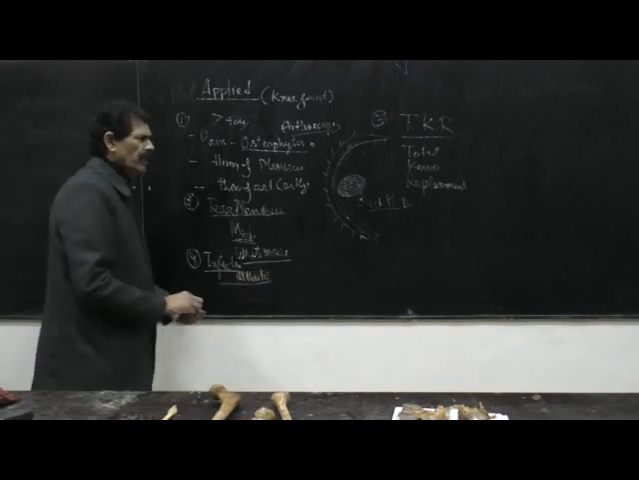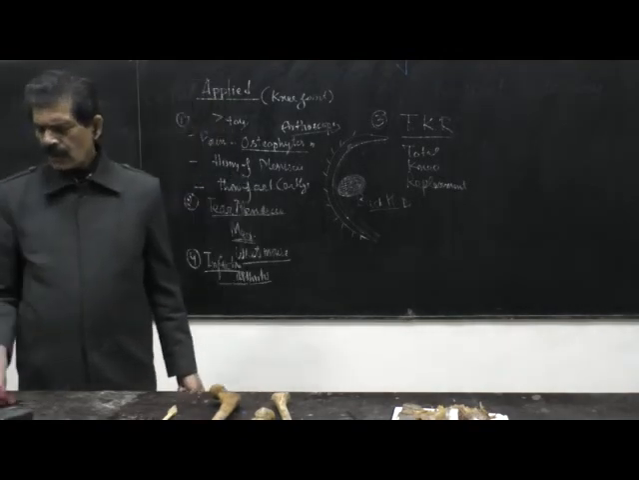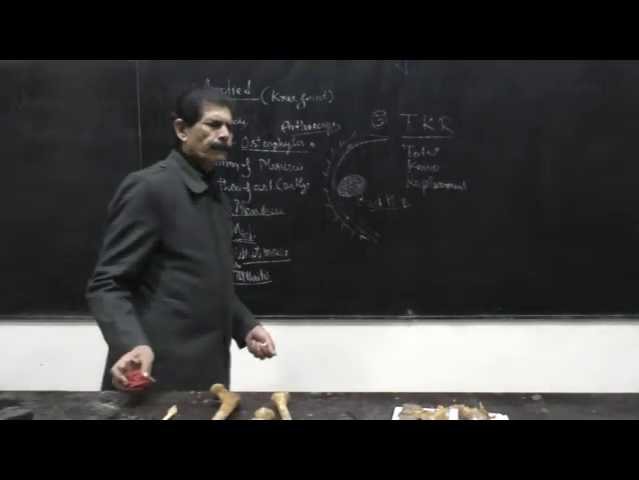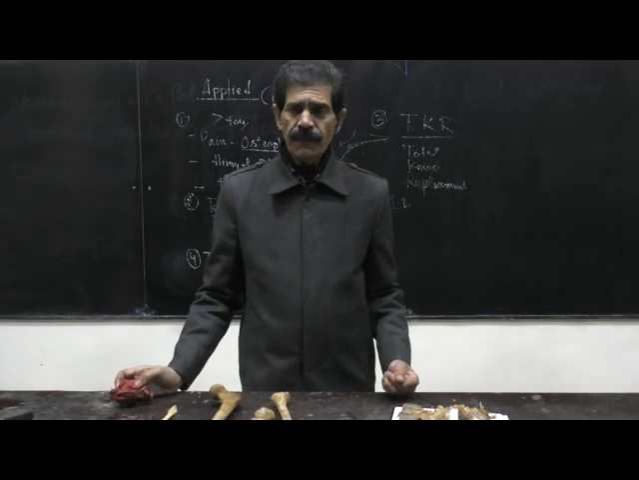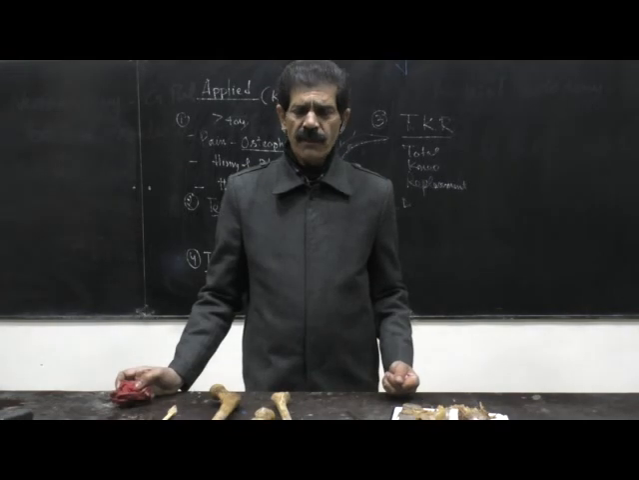So because of the infection of the knee joint, the pus is accumulated in the knee, and this patient comes with pain and swelling in the knee joint. And in order to remove the pus, we again go for the anterior approach of the knee joint.